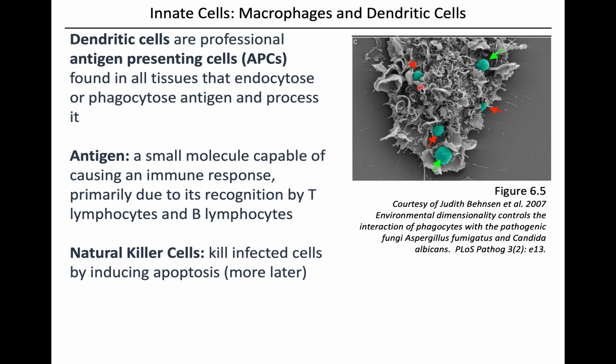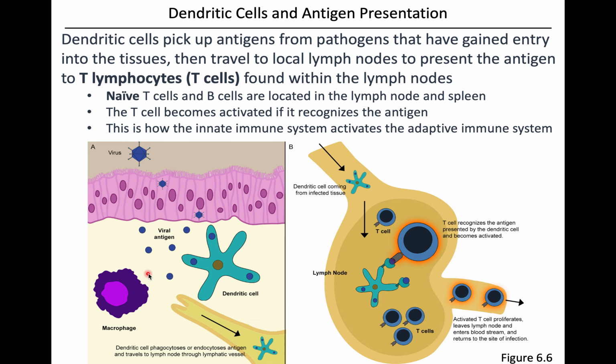And then another cell type associated with the innate response are what are called natural killer cells, which induce apoptosis in infected cells. But to really get into what they're doing, they sort of tie in with the adaptive response as well, so we'll circle back around to those. Just keep in mind they are technically activated in the innate response, but we will revisit them in a few minutes.